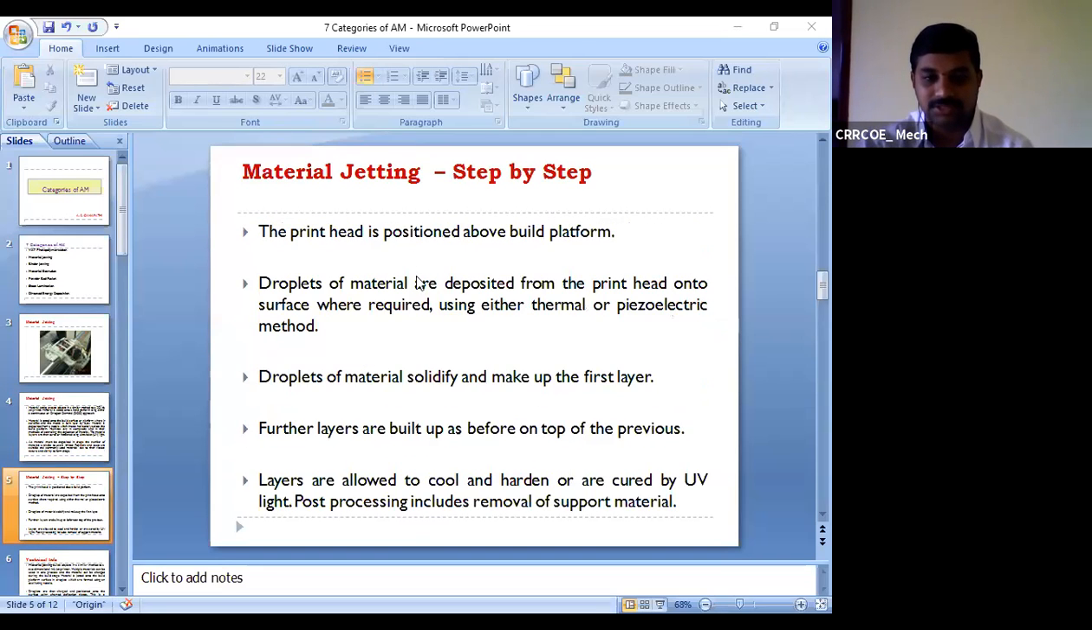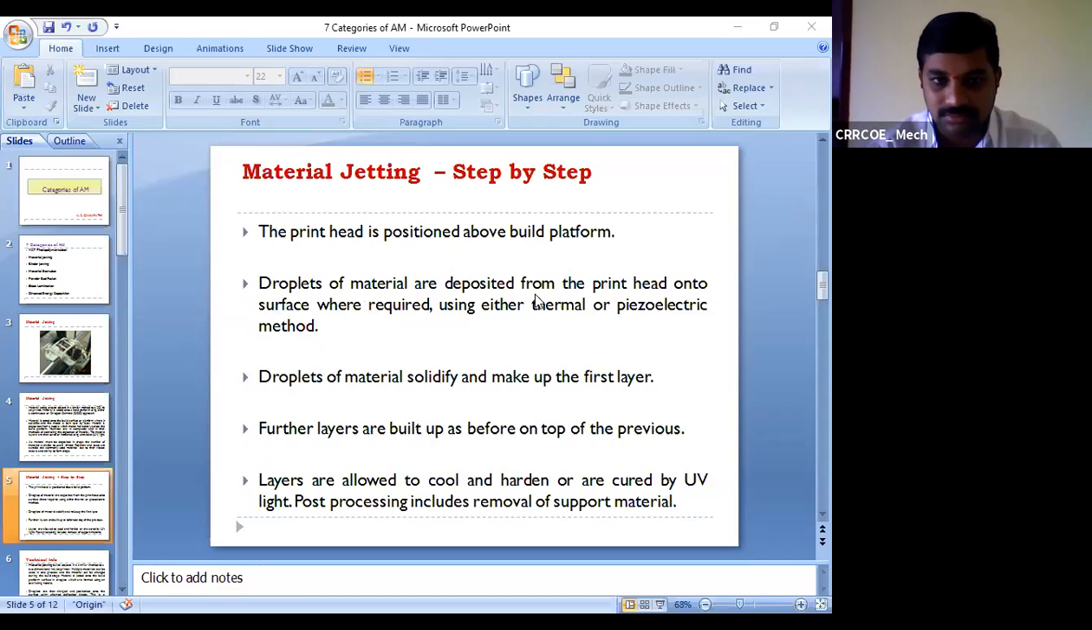See, step by step, we have a total of 5 steps for implementing this material jetting process. First, the print head is positioned above the build platform. We should deposit the material on the platform only, so the print head with the nozzle is positioned above the build platform. We know that already. Droplets of material are deposited from the print head onto the surface where required, using either thermal or piezoelectric methods.